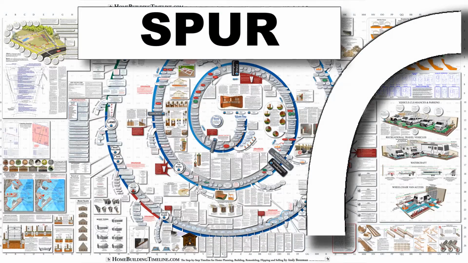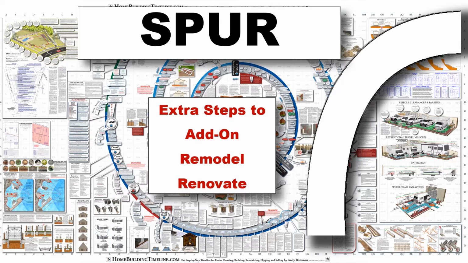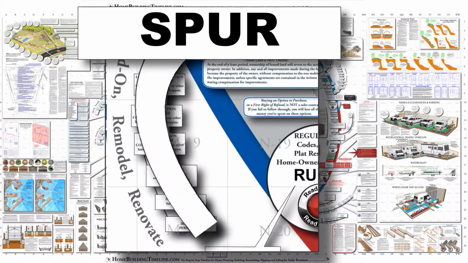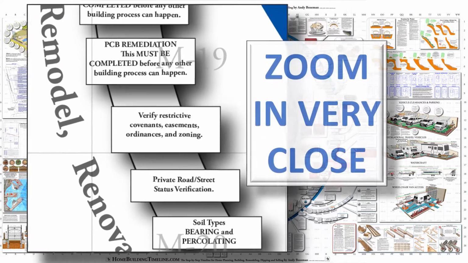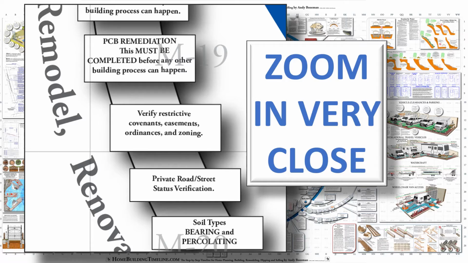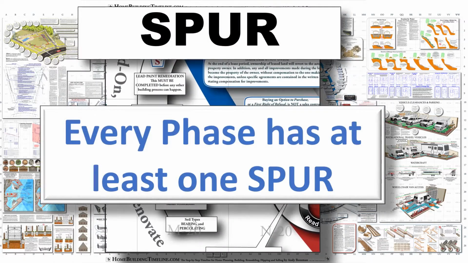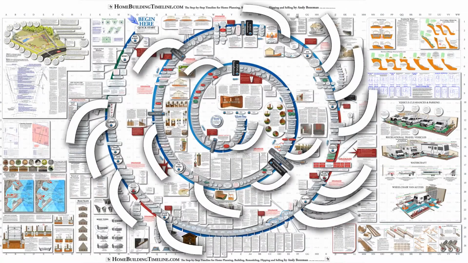There's a feature called a spur. It has to do with extra steps to add on, remodel, and renovate. It's an arc which emanates from the main timeline, and you can zoom in very close to see detail. Every phase has at least one spur. Here they're shown enlarged for emphasis.